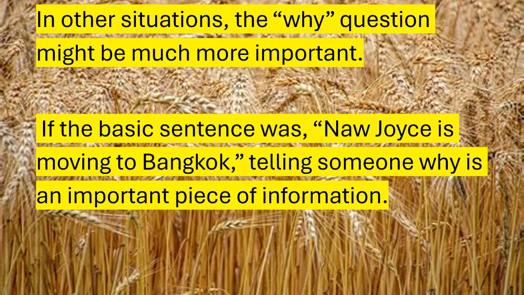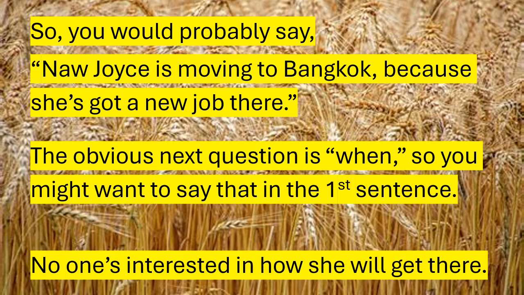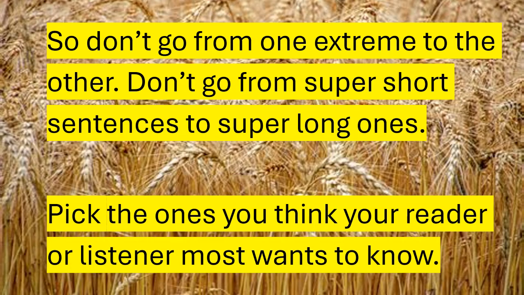If the basic sentence was, "Norah Joyce is moving to Bangkok," telling somebody why is an important piece of information. So you would probably say, "Norah Joyce is moving to Bangkok because she's got a new job there." The obvious next question is when, so you might want to say that in the first sentence. No one's interested in how she will get there. So don't go from one extreme to the other. Don't go from super short sentences to super long ones. Pick the ones you think your reader or listener most wants to know.